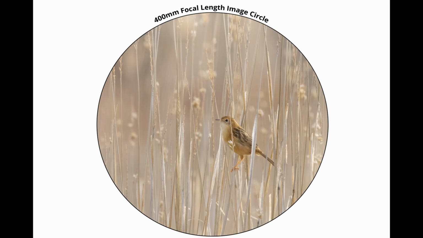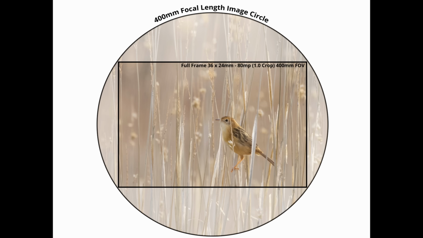It's going to be much easier if I just give us a real world example of how this works. Let's say we're in the field and there's a golden headed cisticola in the grass and we want to take a photo. I've got a 400mm lens, and as I point the lens at the bird, obviously the image coming down the lens is going to be circular, because this is the circle. It's called our image circle. So that's the image coming down the lens.